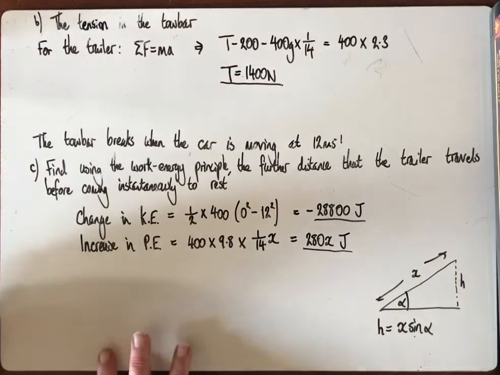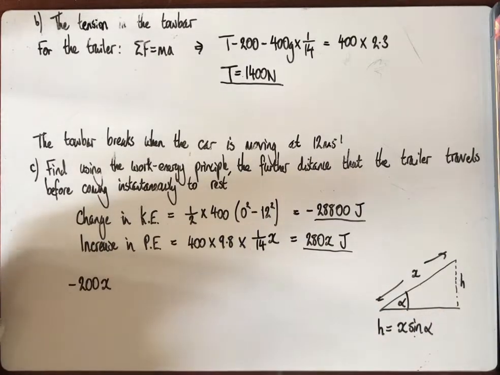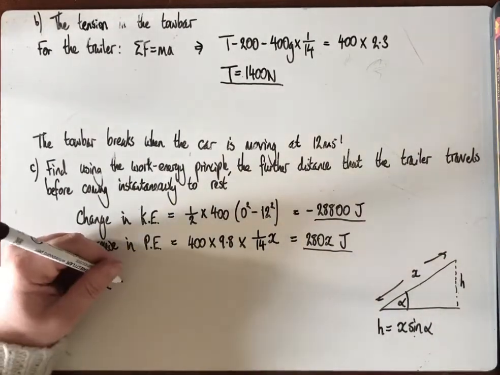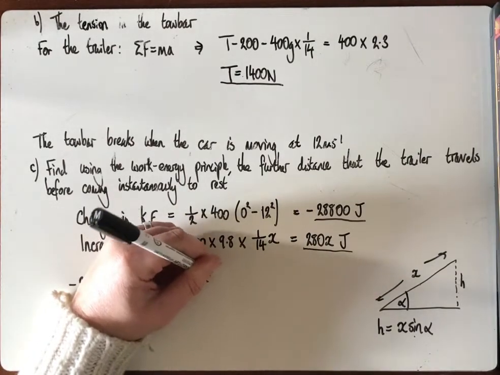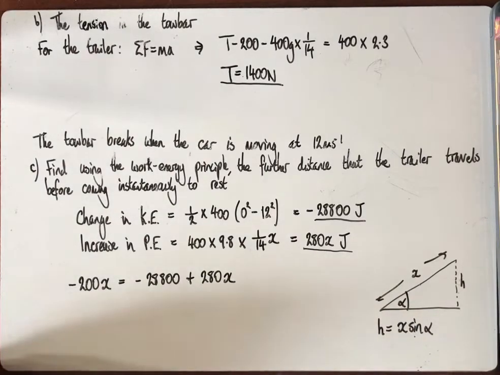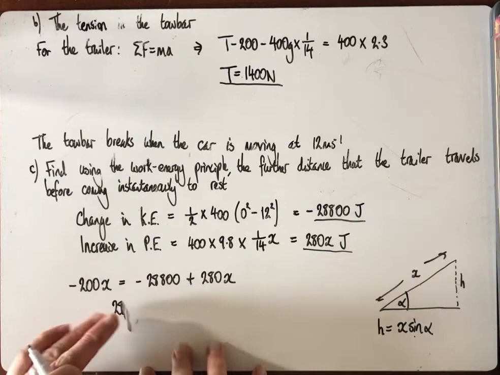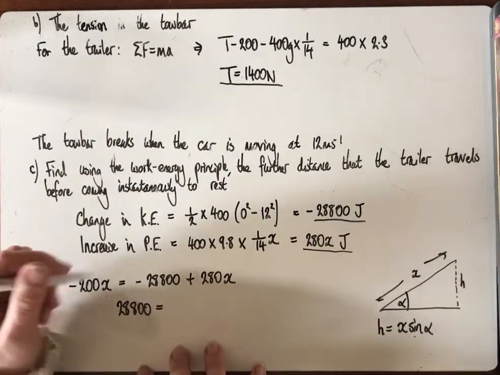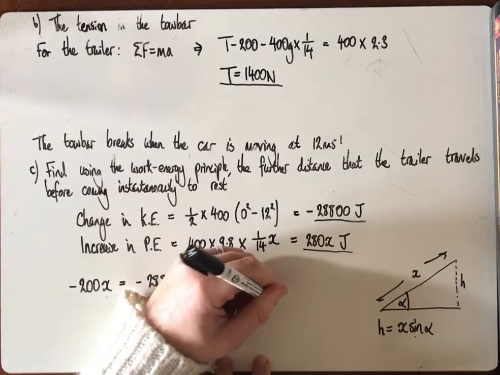And then setting up the equation of motion, because the resistive force on the trailer is taking energy out of the system, so minus 200x, so that's the work done is 200x, but we're going to subtract it because it's taking energy out of the system, and that's equal to minus 28,800 for the loss in kinetic energy, plus 280x, which is the gain in potential energy. So this is our change in mechanical energy, and that equals the work done by external forces. And from there, sorry, wrote that wrong. 28,800 is equal to 480x, and so x is equal to 60 meters.